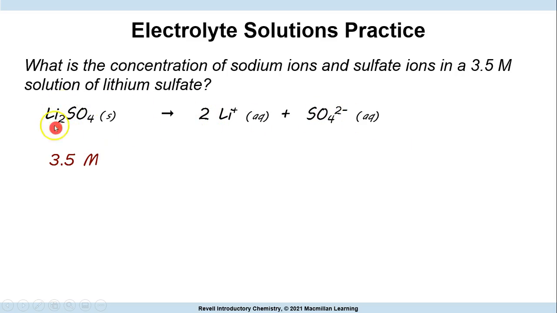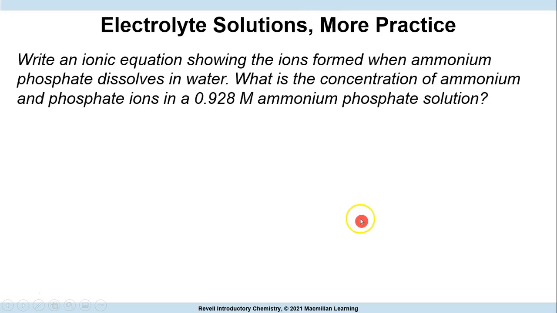So we know that lithium sulfate is 3.5 molar. Because in 1 mole of lithium sulfate, we have 2 moles of lithium and 1 mole of sulfate. So in 3.5 moles, we are going to have 3.5 times 2 for lithium. That gives us 7. And we are going to have 3.5 times 1 for sulfate, because we have just 1. And that gives us 3.5 molar. Same thing.